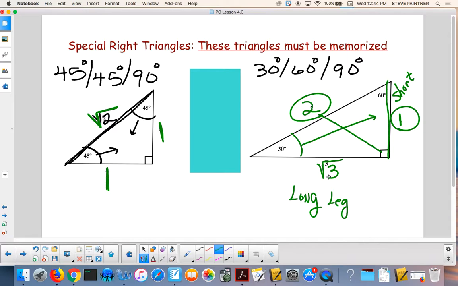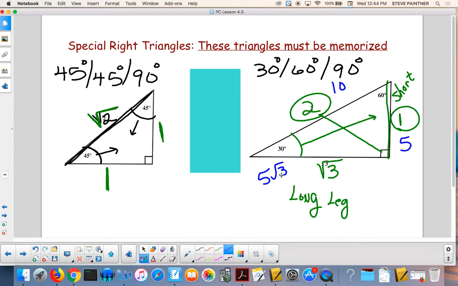Now one thing I want you to know is this, and you were probably told this several times. If I change this number to 5, then the hypotenuse would be 10, and this long leg would be 5 square root of 3. Okay, that was the relationship with the 30, 60, 90.